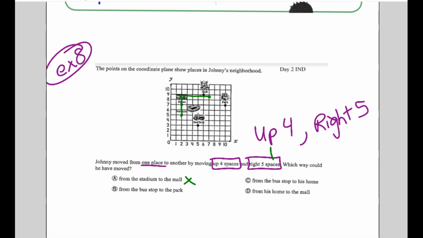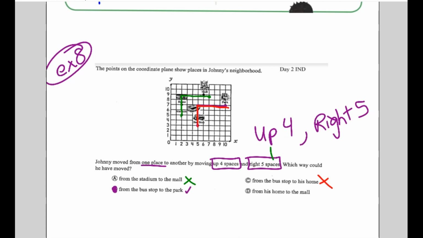Let's look at B. B says from the bus stop to the park. Let's see if we get to the park. I need to go up 4 and need to go right 5. So 1, 2, 3, 4. 1, 2, 3, 4, 5. Hooray! We do end up at the park, but let's check everything else just to make sure. From the bus stop to his home, let's try the bus stop. 1, 2, 3, 4, and if we go 5, that's still the park. So obviously that's not true for C.